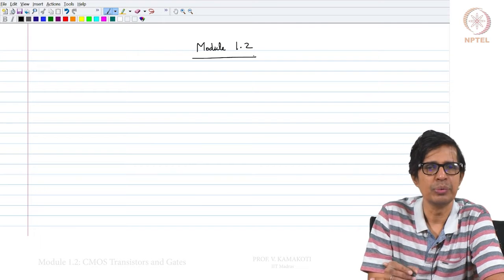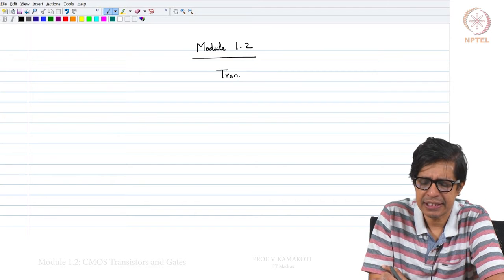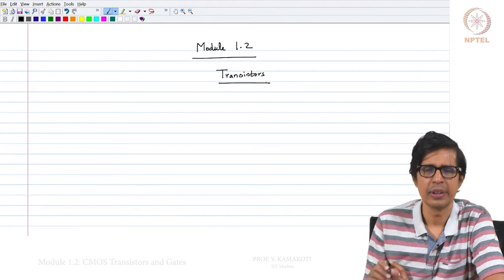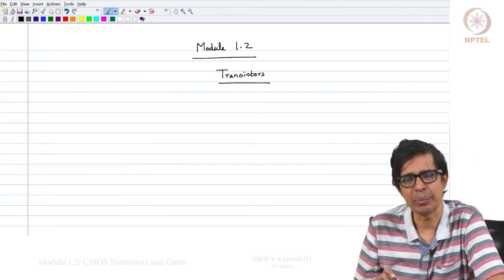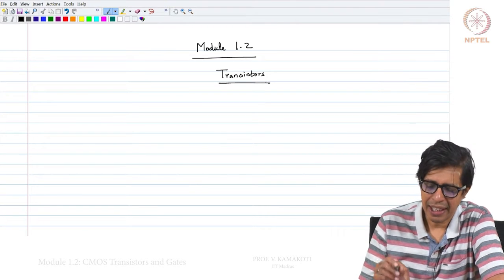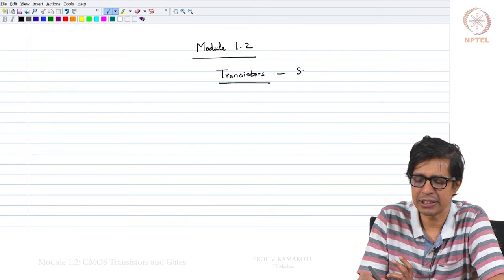Module 1.2, we will be discussing transistors in this particular module. What is a transistor? You would have studied this in your +2 physics for sure. A transistor, for our understanding, is nothing but a switch. So, what is a switch?